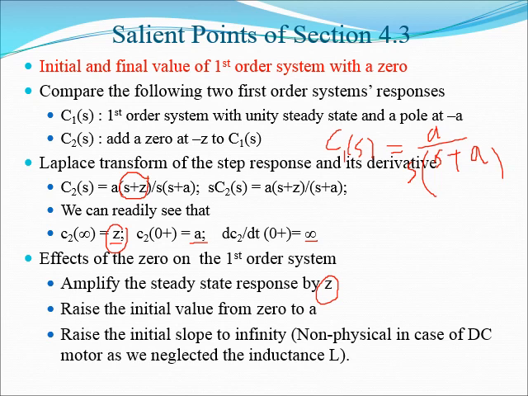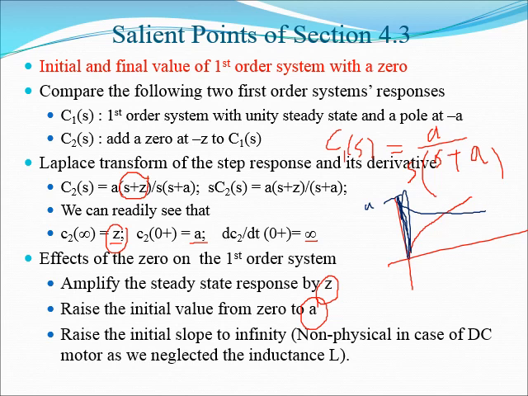Second point is, we raise the initial value from 0 to a. So now the initial value is not 0, and the response is not starting at 0, but it is starting at a. So we have something like this, this is a, and the response will come down from here. This is the effect of the zero. And the third thing, which I already showed, is that it has infinite slope. You can see here the slope is infinite. It immediately goes to a value a.